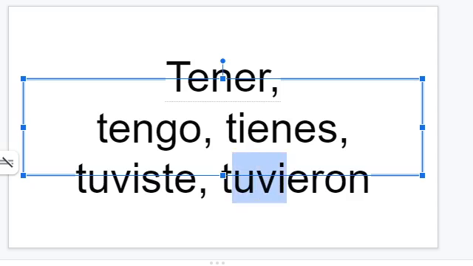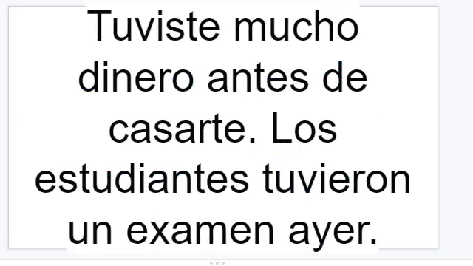So all these changes at the beginning of the word are what make the verb tener an irregular verb. No tengo mucho dinero. ¿Tienes mucho tiempo en las tardes? ¿Tuviste mucho dinero antes de casarte? Los estudiantes tuvieron un examen ayer.